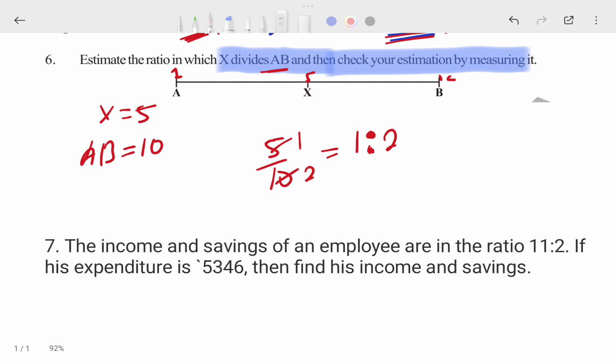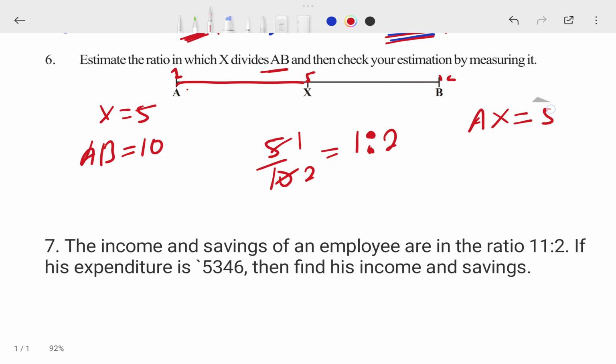Now in this one nothing is hard. It is telling that you have to measure from here to here. If you measure, it's going to be 5 only. A to x, the value is how much? 5. If you measure from x to b, it's 5 only. Now if you take the ratio of this, it's going to be 5 and 5, it's going to be cancelled. The ratio is 1 only.